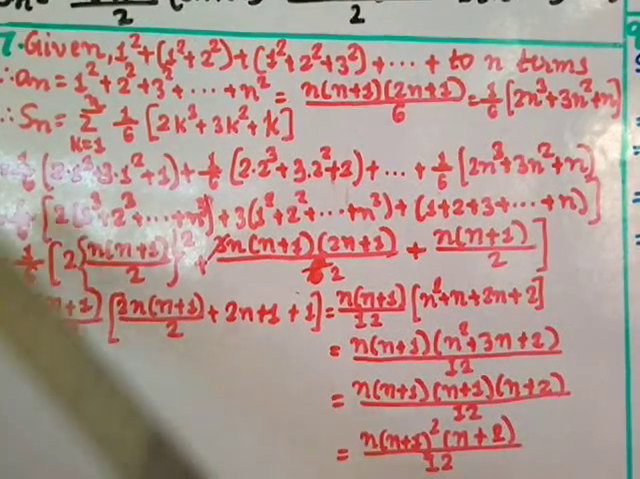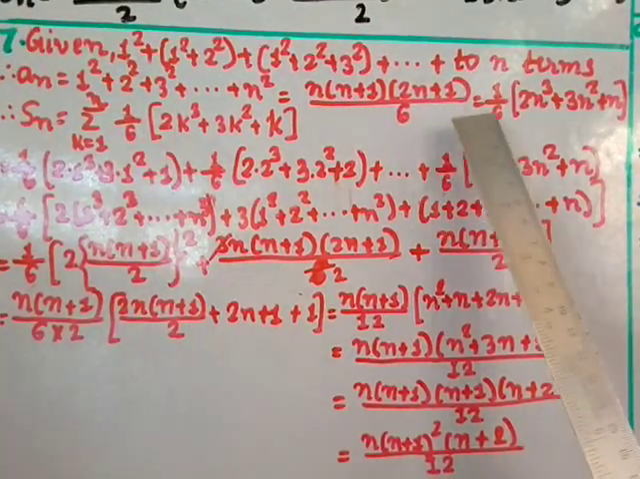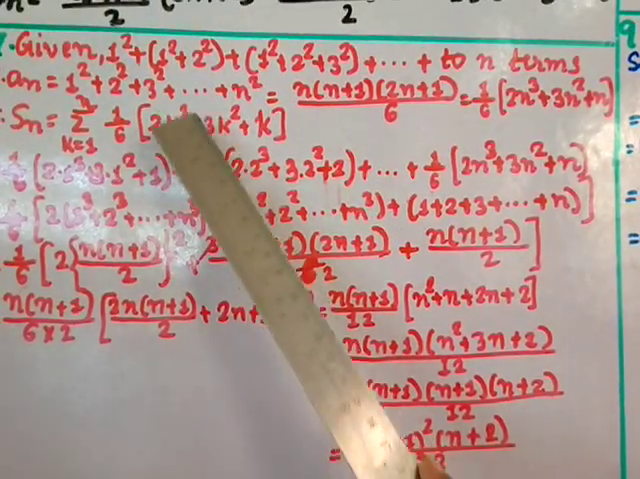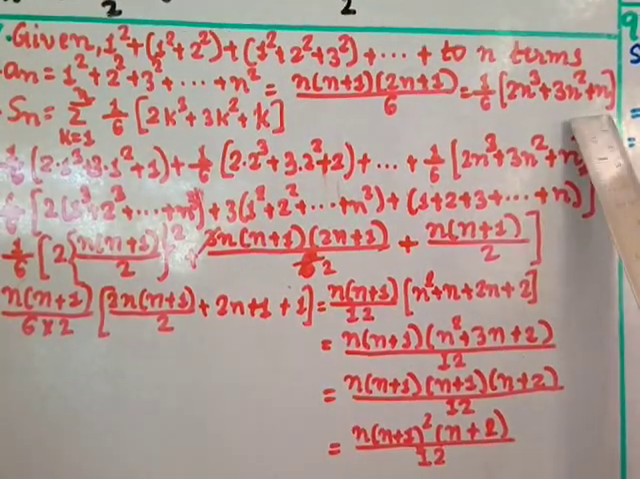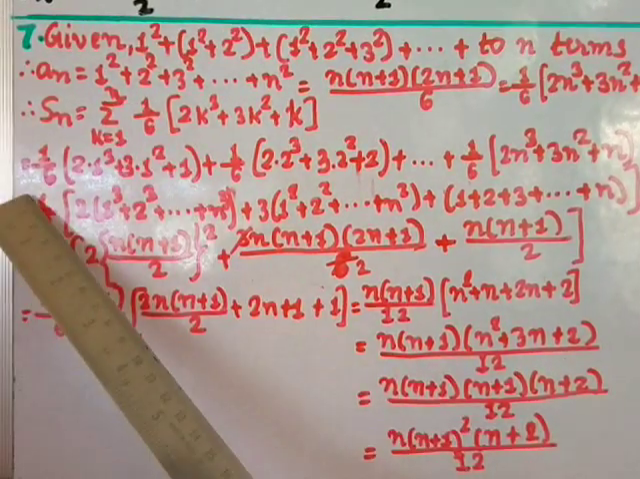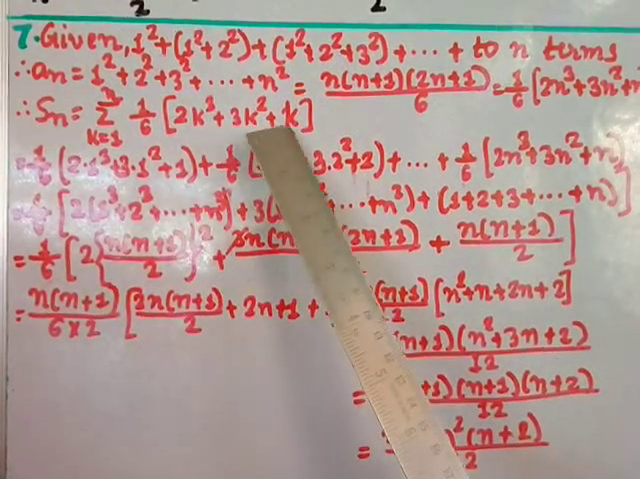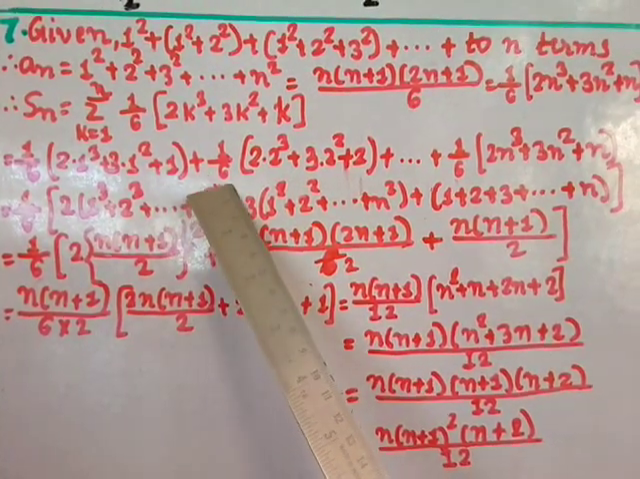Now we have to find the sum, so sigma k equal to 1 to n, that is S_n equals 1 by 6, this one, 2 into k cube plus 3 into k square plus k. Now we'll place the values starting from k equal to 1. So 1 by 6 as it is, 2 into 1 cube plus 3 into 1 square plus k is 1, plus 1 by 6. Now put 2.